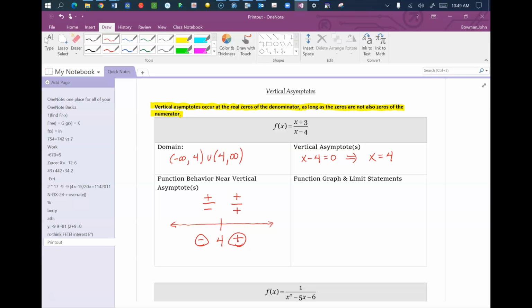What I'd like you to do now is pause the video, put this function into your calculator, graph it, and draw a graph over here on the right-hand side where it says function graph and limit statements. Your graph should look something like this. You should see a horizontal asymptote at y equal 1, and you should see a vertical asymptote at x equal 4. And so we're going to use limit notation to describe both the end behavior and the behavior near the vertical asymptote.